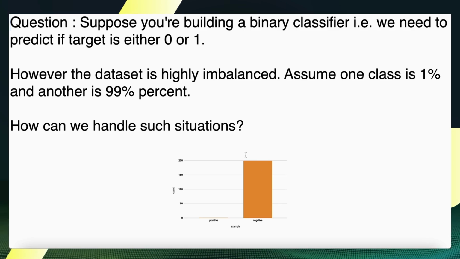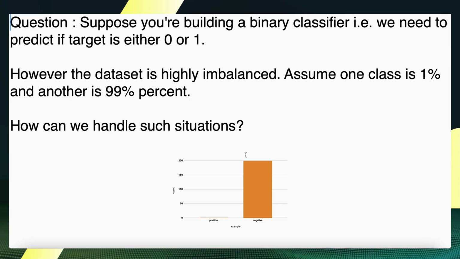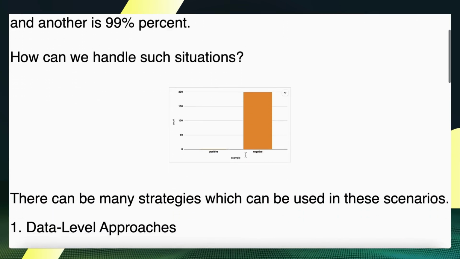What are the problems which can happen because of this? Since we already have a limited number of positive samples, our model will not be able to capture much of the variance from those samples. It will learn all the behaviors of the negative samples, and when you apply this kind of model to a test dataset, you will not get the desired results. So now comes the question: what are the different strategies which we can apply to handle such situations? We will talk about those.